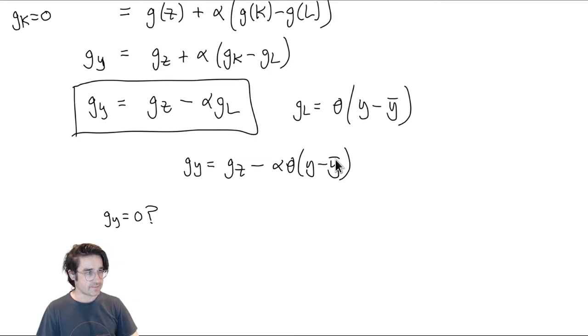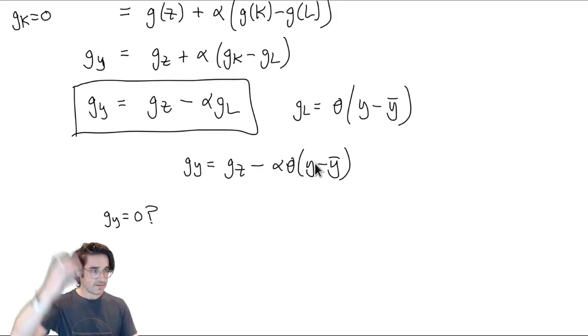Which is positive. Okay, I forgot to actually think through the details. So assume gy is negative. This y here eventually is exponentially going down to zero, and hence will be approximately zero. And so you end up with gy equal to gz plus alpha theta y bar, which is positive, a contradiction. So whatever you assume, it's going to contradict what you assumed, and hence it can't be strictly positive, it can't be strictly negative, so it has to be zero.